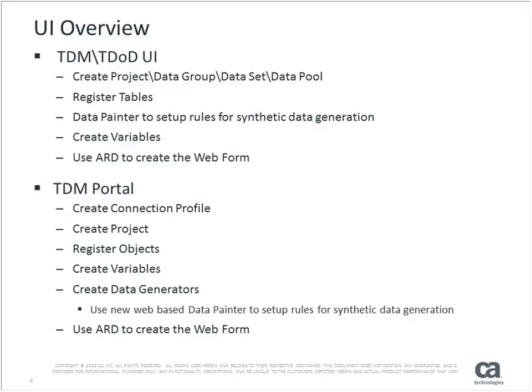There's a variables button within the data generator, and the data generator basically is your data pool. So as far as the architecture goes, you have your project, your version, and then the data pool within the portal. Unlike within the old Data Maker UI, where you have your project and your version, and then you have a data group, a data set, and a data pool. Within the portal, they more or less streamlined the architecture. So when you create your data generator, you're creating that data pool, and you're setting everything up from there.